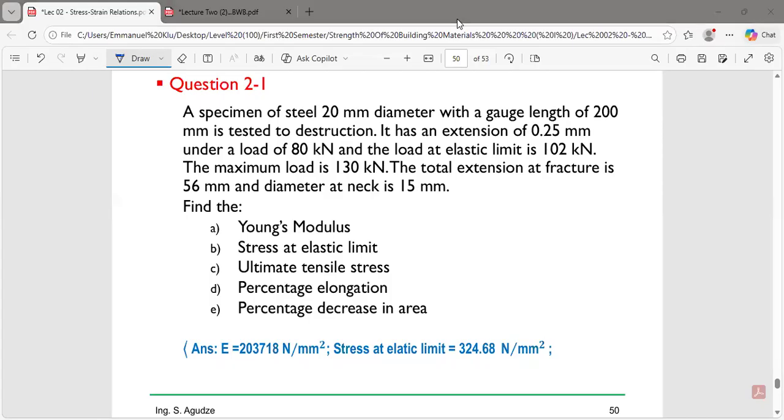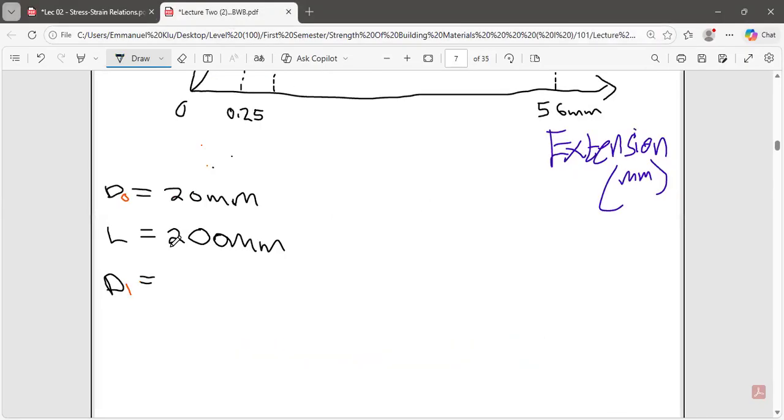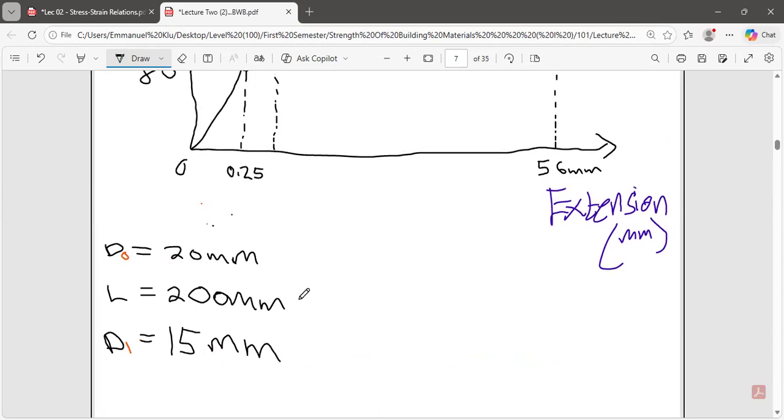Okay, so let's proceed. Also, since this is 15 millimeters, let's quickly write that down. 15 millimeters. This length, we all know, is also known as the gauge length.